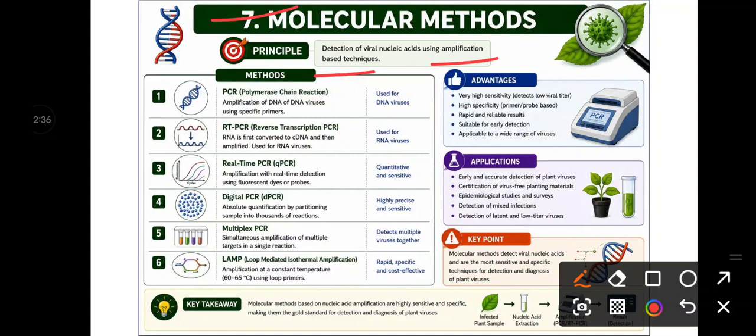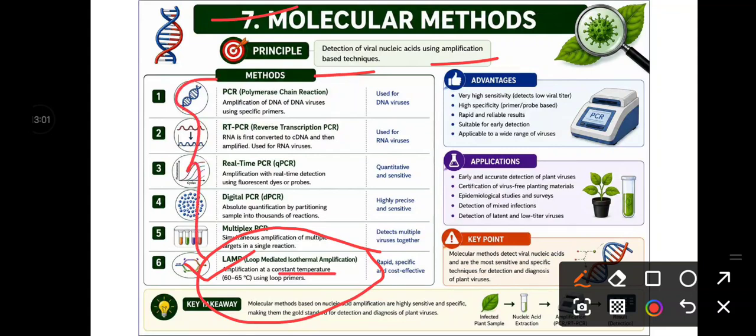First is the amplification method. You can divide it into two categories. One is PCR, so a chain of reactions will be there for PCR. But another method is isothermal amplification, this loop-mediated isothermal amplification. Here in this method, what happens? The total reaction will occur at a constant temperature.